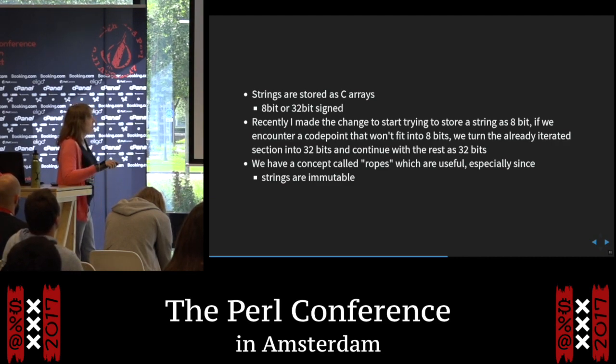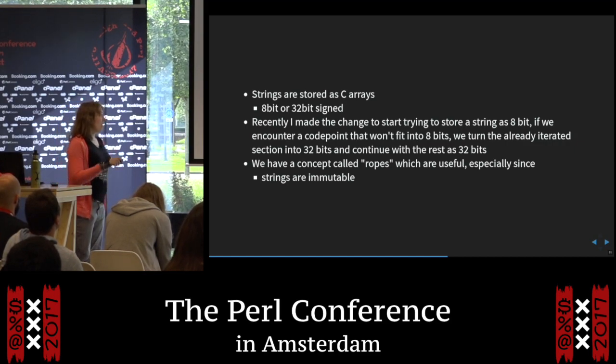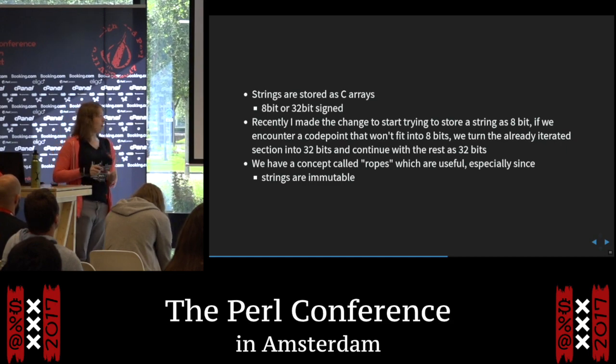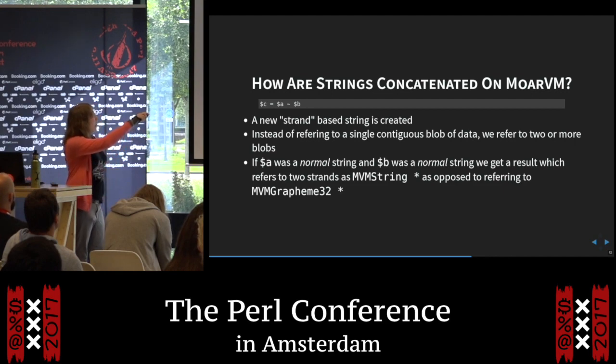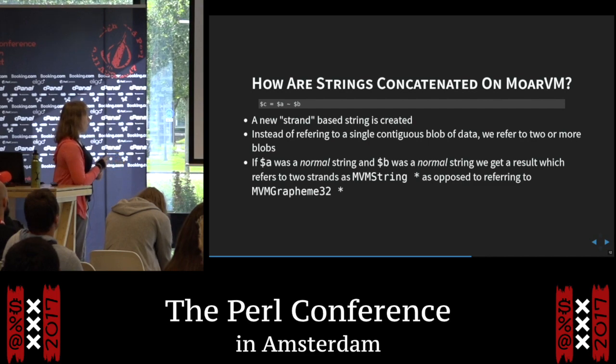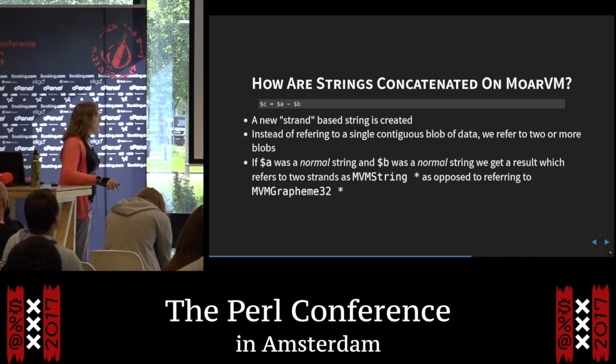So in MoarVM, we have a concept called ropes. Strings are immutable, and these ropes allow us to create new strings without having to copy all the data. So when we concatenate 2 strings, we have string A and string B, and we concatenate to become string C. If A and B are just normal strings, totally flat data, then what is created is a new string that is just references to string A and B. And that's much faster than having to copy the data around.